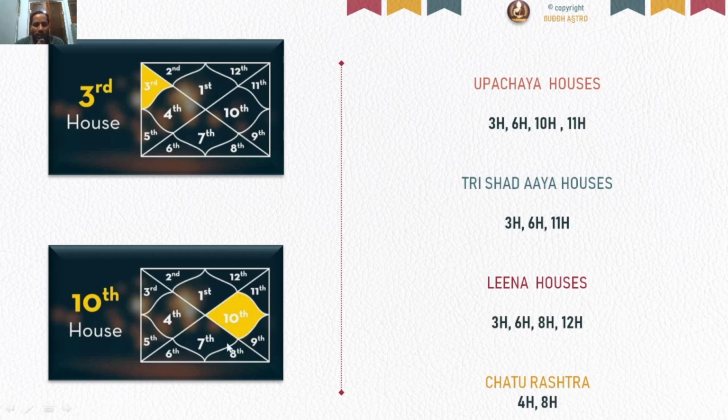The fourth house as well as the eighth house is known as Chaturastra. These are the different classifications, or you can say names, which are given to the houses in any horoscope. You should clearly remember these points.